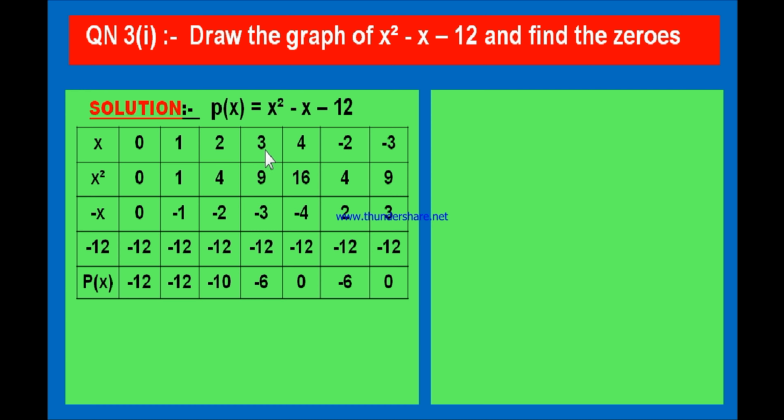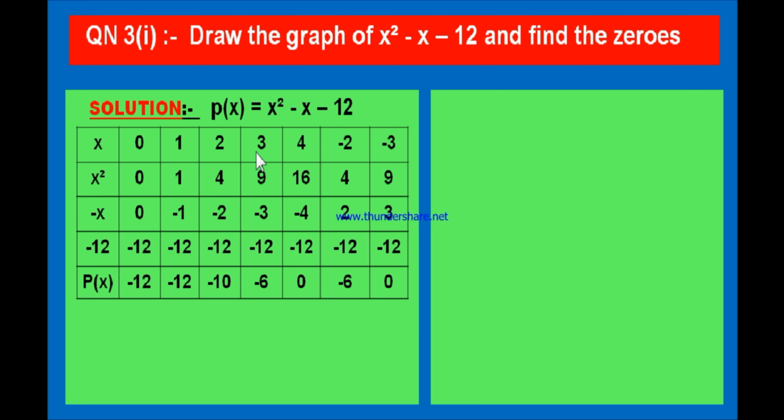And take x is equal to 3. Then x square, 3 square. 3 into 3, 3 3s are 9. Minus x means minus 3. And this is minus 12. Now add these two negative values. Minus 3 minus 12 is minus 15. Minus 15 plus 9 is minus 6. Therefore the fourth point on the given curve is (3, minus 6). Now take x is equal to 4.